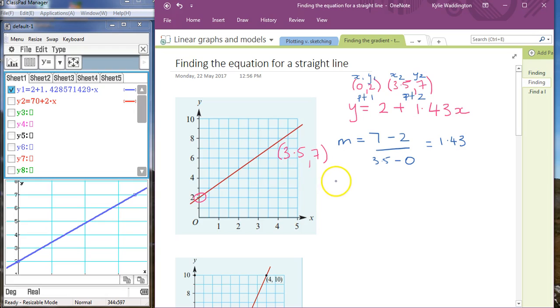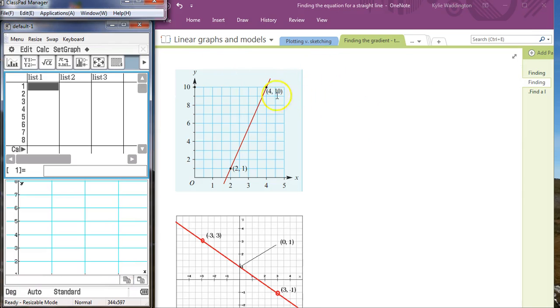Now, our first method that we looked at for finding the equation was to just find the gradient and have the y-intercept given to you, which it is here. So we've got the 2 here. So our equation becomes y equals 2, because we know the y-intercept, plus 1.43x, which is what we got using the calculator. We can double check that it is actually a positive gradient, and we have a positive sign here.